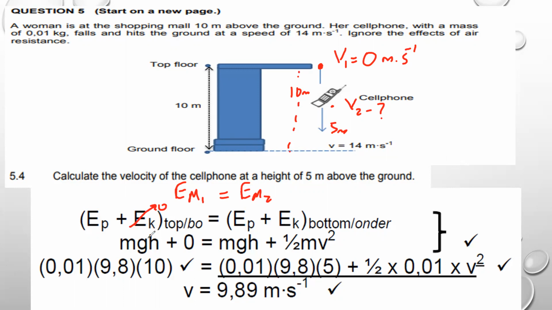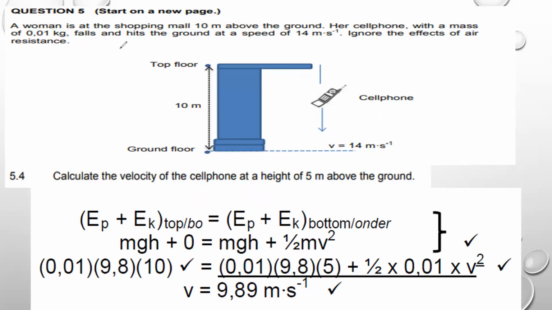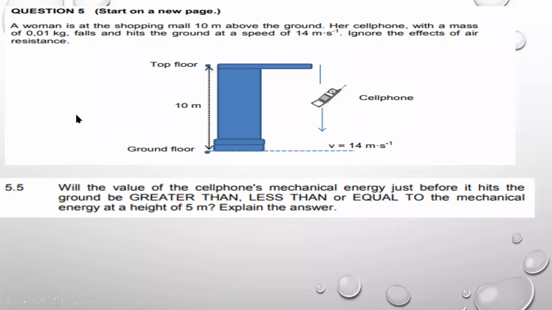We have only mgh for the first position, but for the second position, we have both of them, potential and kinetic. Why? Because you have height and you have velocity. So you write all the givens. If you want, you can just cancel the mass to make it easy, so you don't have to use mass. So 9.8 times 10 is 98. This one comes to the other side, negative. You can calculate from now, but we are using conservation of mechanical energy. Question 5.4 done. Next question.